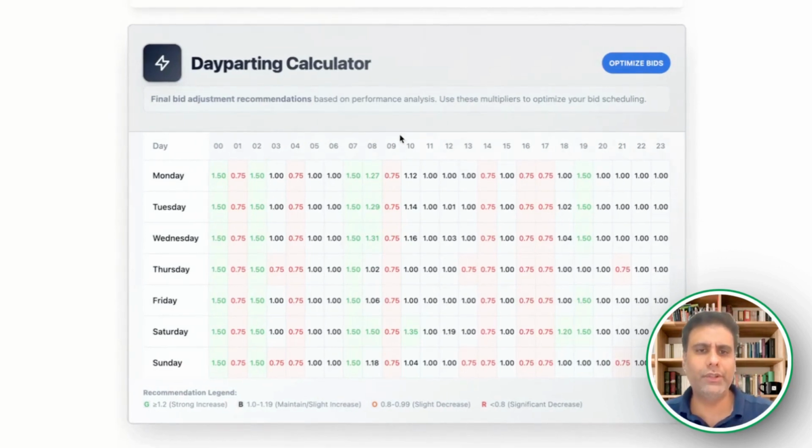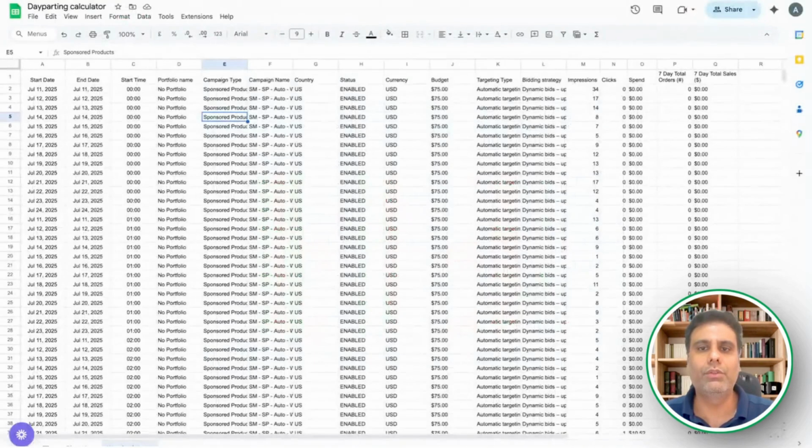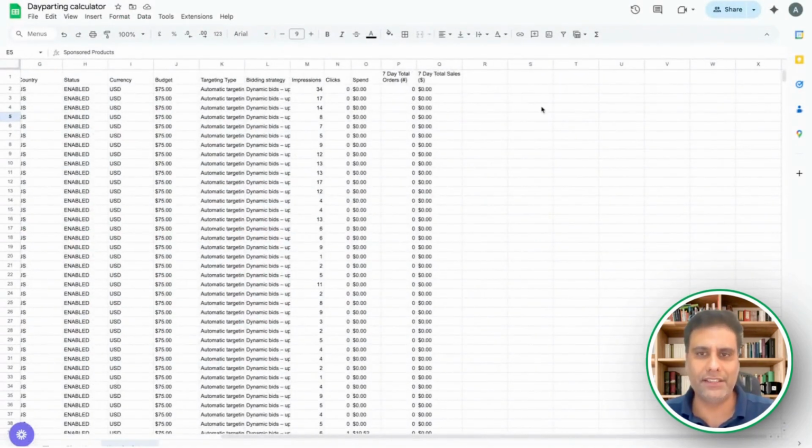Let me also give you a little bit more context around the rationale that goes behind this day parting calculator. What SellerMate right now recommends, using this calculator, is using revenue per click and cost per click as two factors that you can compare and build your day parting strategy. You don't need to build it. You can directly use the day parting strategy calculator that we have built and apply that, and you will see good returns.